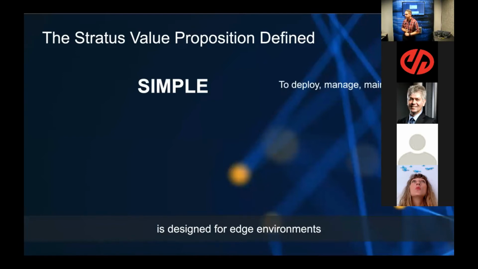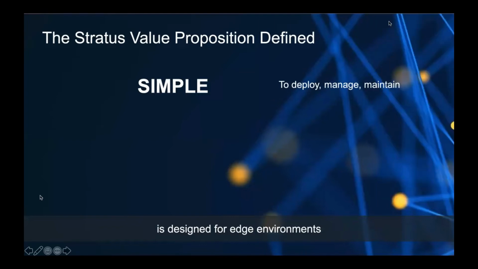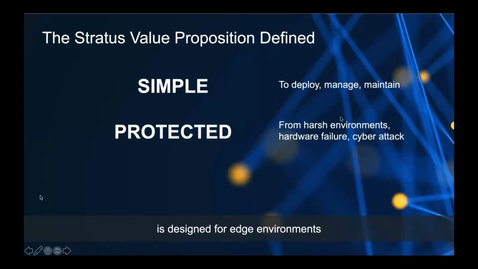All right, so the Stratus value proposition. First of all, simple. To deploy and manage our system is very easy. To maintain it is very easy. We try to make it as simple as possible, with very little to no intervention. The next one is protected from harsh environments, hardware failures, and cyber attacks. You will see with the ztC Edge, the one behind me, that they are rugged. There are no moving parts in it. There are no fans that can suck in dust and cause failures, because electronics and dust don't gel together. They are ruggedized and made for industrial purposes and very harsh environments.